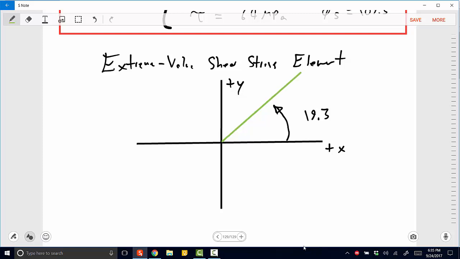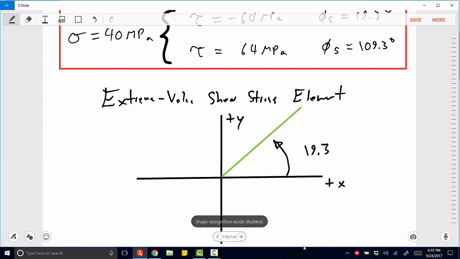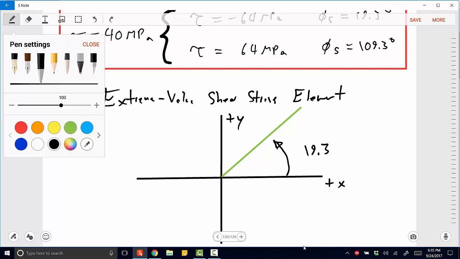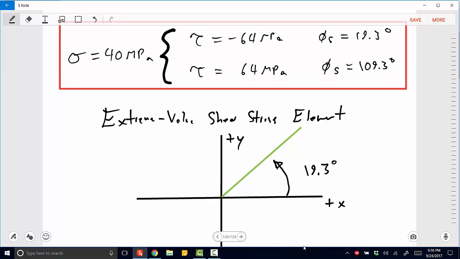Where this line is the distance from sigma x to an angle of 19.3 degrees. Let's get this font size under control, right? And then we can repeat this for our other angle, phi s, 109.3 degrees. We're starting from our positive x.